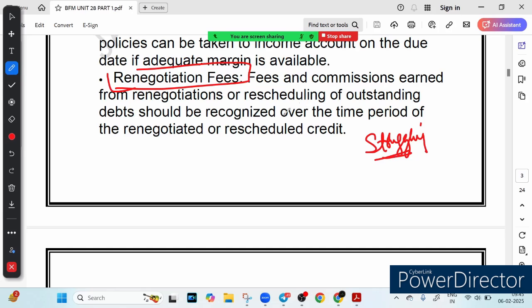You must remember it. Obviously, if the bank renegotiates, it will charge commission and fees on it, and whatever fee it charges should be spread over the entire time period of the loan. It is not that they should recognize it immediately.